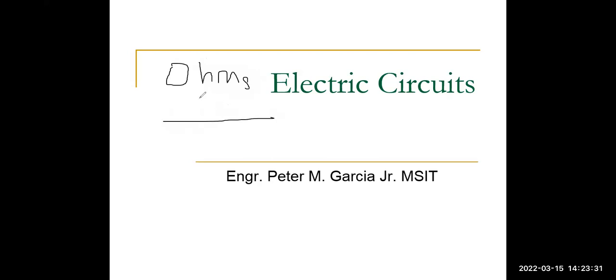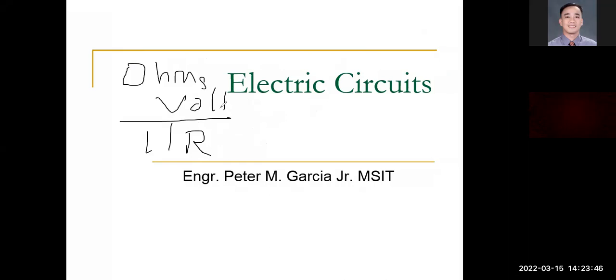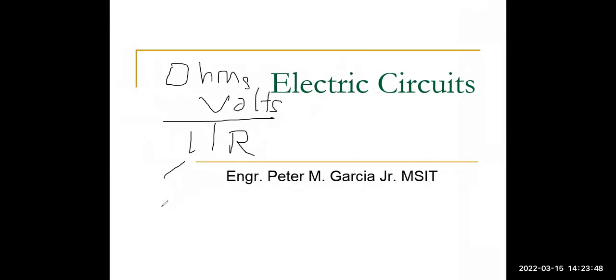We have the V, I, R. Diba? So, ito yung ginamit nating rule last week. So, kapag hahanapin natin yung volts, diba? Meron tayong volts. I is for current, yeah, for the current, yung flow. Then R is for resistance. Diba? Yan. So ito yung formula natin for the Ohm's law.